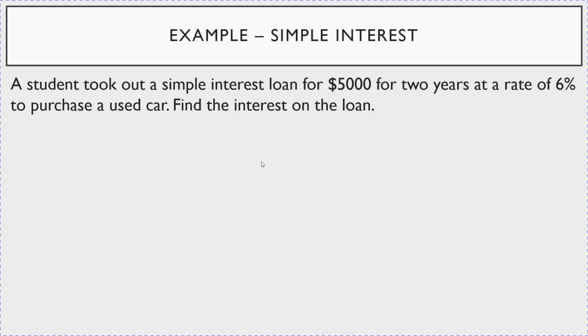So a student took out a simple interest loan for $5,000 for 2 years, at a rate of 6%, and this was used to purchase a used car. Let's find the interest on the loan. So again, principal. How much did the student borrow? That's the letter P. The student borrowed $5,000 to get a used car.